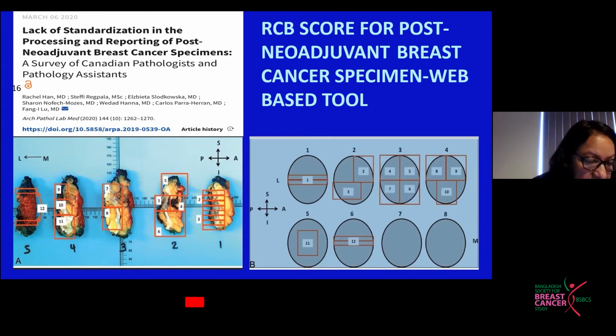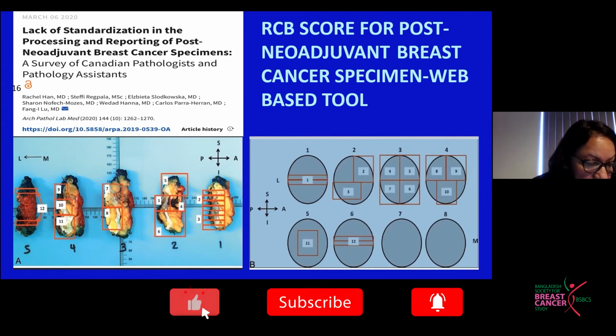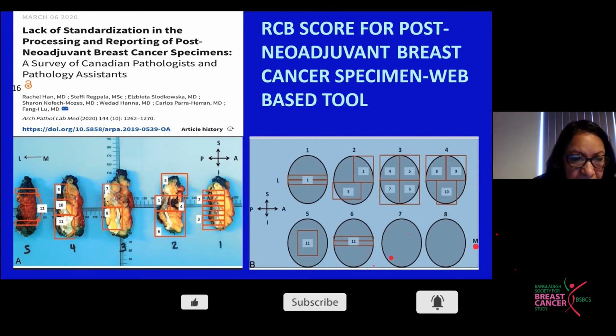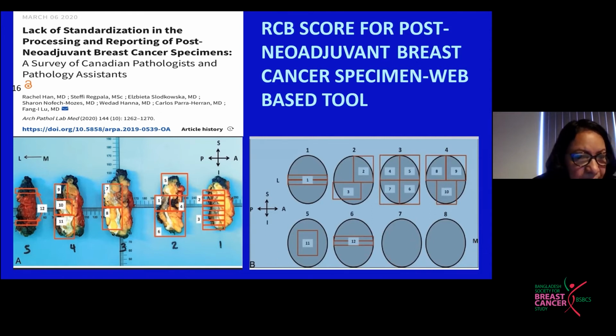We can see in this picture how sections are chosen, and more attention is given to the tumor center, where we find the marker, the copper wire or the hydrogel marker. The specimen photography, section mapping, tumor size, tumor cellularity, extent of DCIS, lymph node status, etc. are given special attention for doing the RCB score. The RCB score is very important for patients who continue to have residual disease after neoadjuvant therapy.